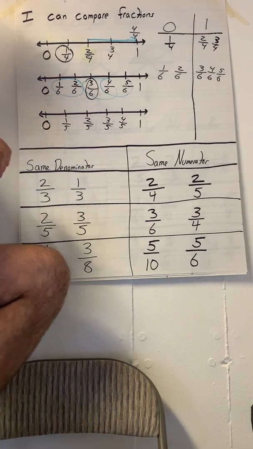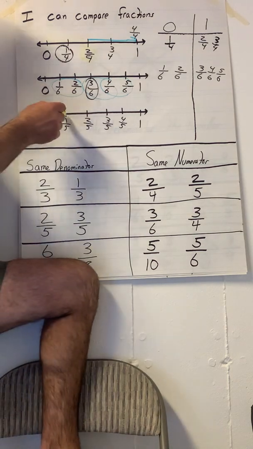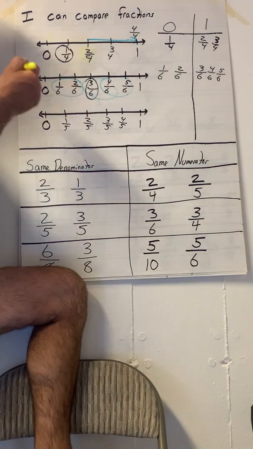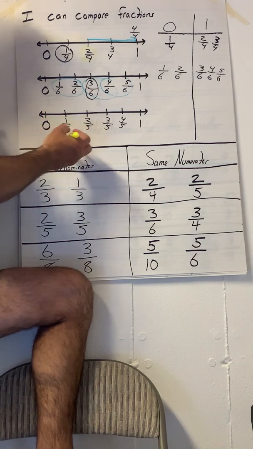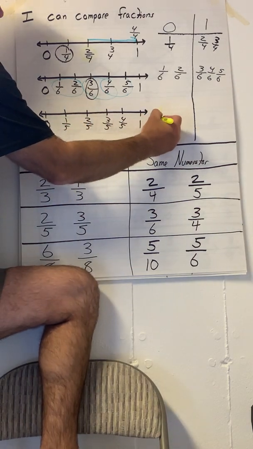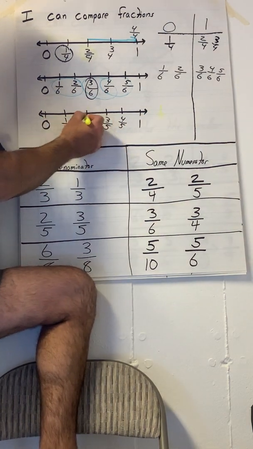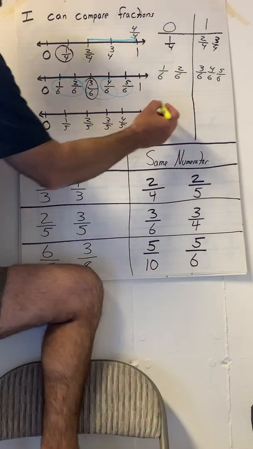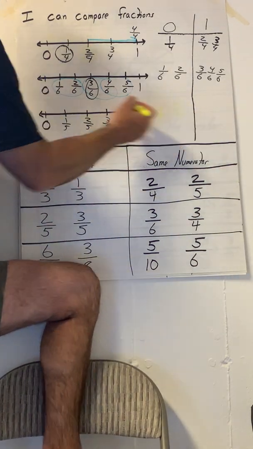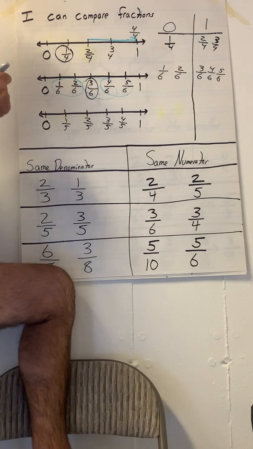So like, check this out. Well, is 1 more than half of 5? No. So that's going to be closer to 0. So 1/5. Is 2 more than half of 5? No. So that's going to be over here too.